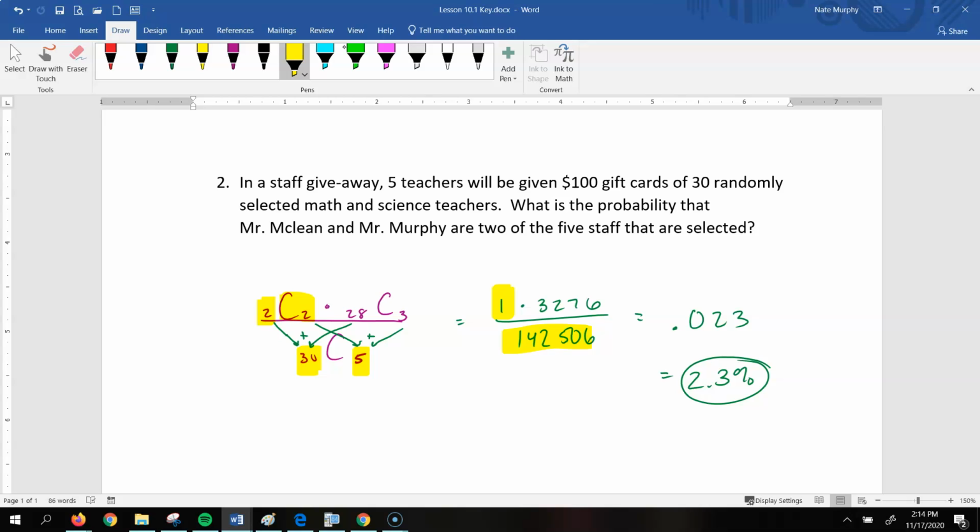So if you think about it, let's say we have all 30 of us sitting in a room, and Mr. McLean and I were pulled out of that room because we were selected. Now we have 28 teachers left over to pick from for those other 3 gift cards, because remember, there's a total of 5 $100 gift cards. So there'd be 3 left for those 28 other teachers. So 28 choose 3 is 3,276. When you divide those, you would get 0.023, or there's a 2.3% chance of Mr. McLean and I being 2 of the 5 staff members selected.